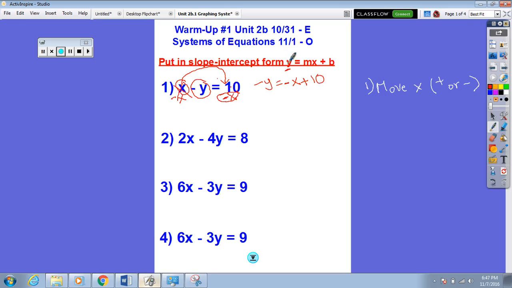But we're not done, because if you look at slope-intercept form, the y is always positive. My y is negative, which means there's still a number in front of the y that I need to get rid of. Hence the second step. You will always divide all of your terms, every single term, by the number that is in front of y.